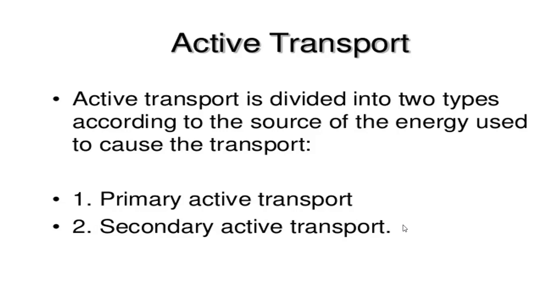Active transport is usually divided into two types according to the source of energy used to cause the transport. In the primary active transport, we use the ATP directly. In the secondary active transport, the ATP is utilized by something else, but that thing carries another molecule with it. So in the secondary active transport, direct utilization of ATP is not there, while in the primary active transport, you directly utilize the ATP.